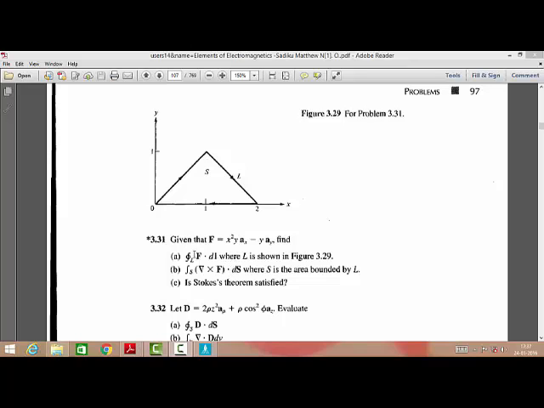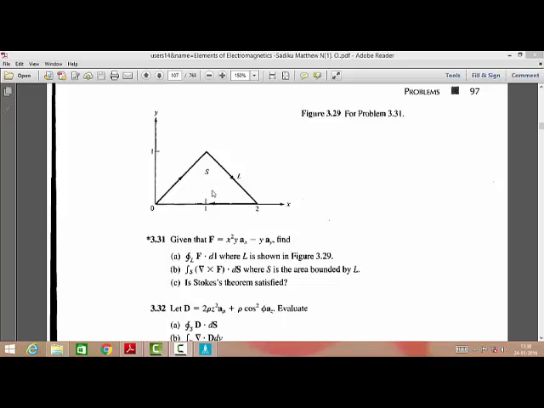In section 1 also, one of the students asked me about the change of direction. In this problem the direction is given clearly, so from this point to this point, and from here to here, and from here to here. When you follow the direction given, you will get some answer for the circulation. Suppose you change the direction, that means you follow from here to here as the first path, from here to here as the second path, from here to here as the third path, you will get a different answer.